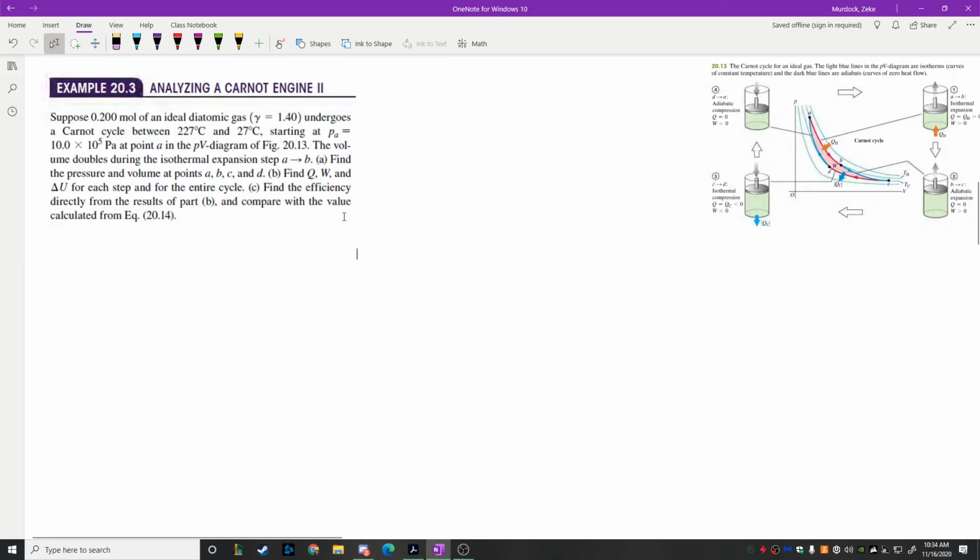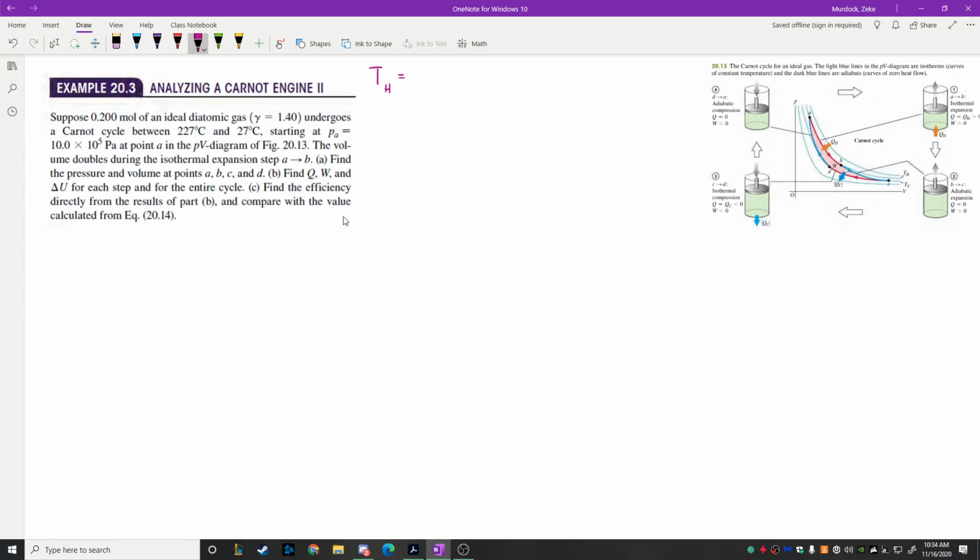Okay. So let's go through doing this. Part A says to find the pressure and volume at points A, B, C, and D. So what we know so far, let's write down all the information here so that we can look at it outside of the problem. So the temperatures, we got T hot. That's going to be equal to 227, but we need to add 273 to that, so I think it's going to be like 500, right?